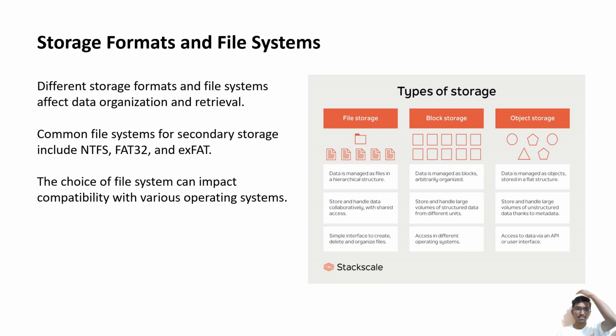Storage format and file systems. Different storage formats and file systems affect data organization and retrieval. Common file systems for secondary storage include NTFS, FAT32, and exFAT. The choice of file system can impact compatibility with various operating systems.